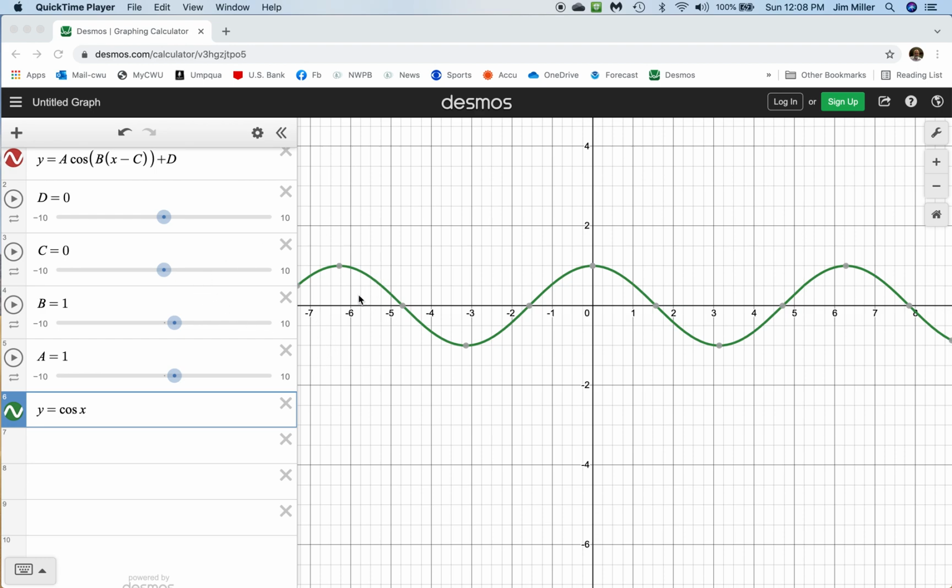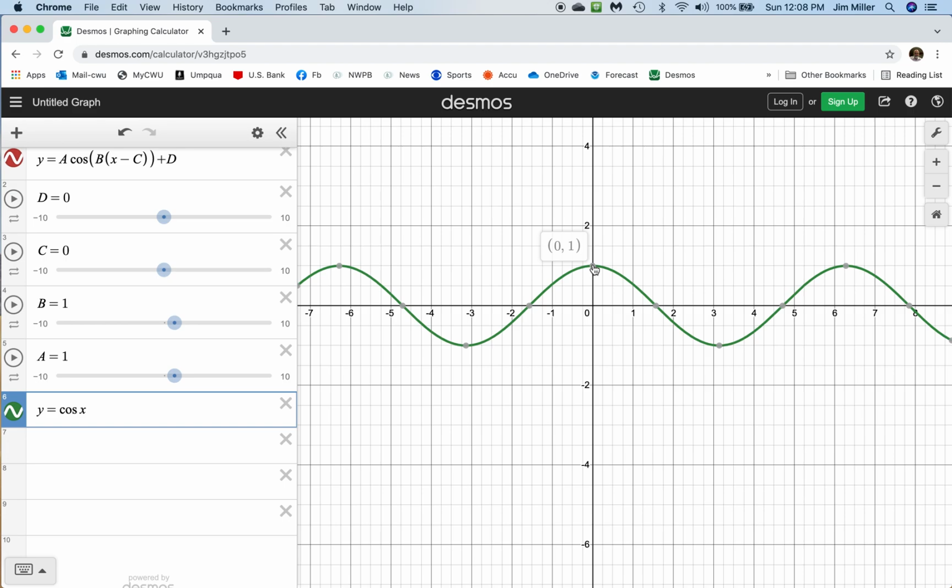Let's talk about graphing trig functions. All right, I've typed in y equals cosine x. Now, we have the unit circle, and as you go around the unit circle, the x value will go from +1 to -1 to +1. Well, that's what we're trying to graph here.